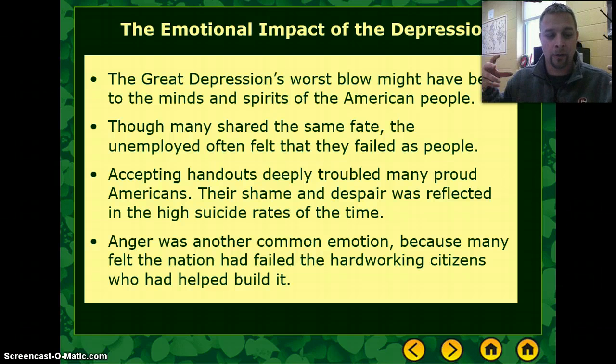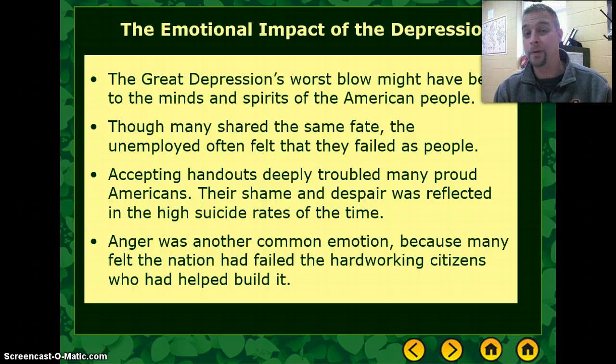People felt like they had been working hard, doing the right things their entire lives, and it turns out to be the working class and really the middle class that bears the burden of the Depression. So many lash out in anger. There's lots of labor violence and riots and things of that nature that occurred during the 1930s.